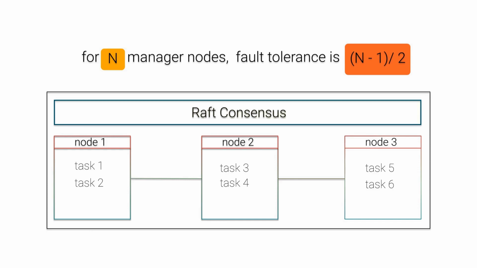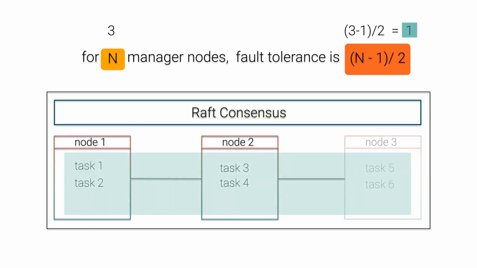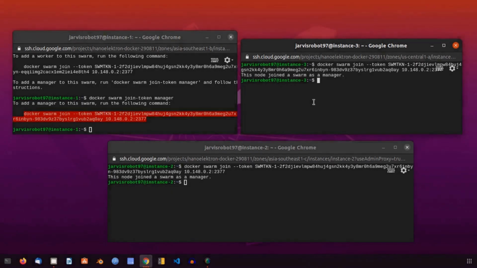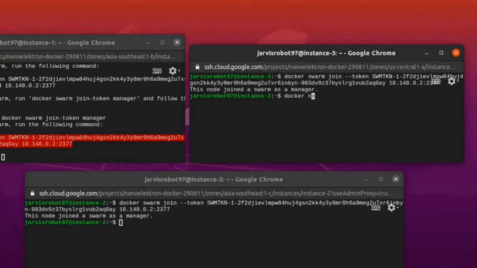In a cluster of n manager nodes, Swarm can tolerate up to (n-1)/2 losses, which means in a Swarm network, if there are 3 manager nodes, as long as not more than one node goes offline or breaks, Swarm can easily recover from its failure state. If we do docker node ls, we can view the list of all the instances within the Swarm network.